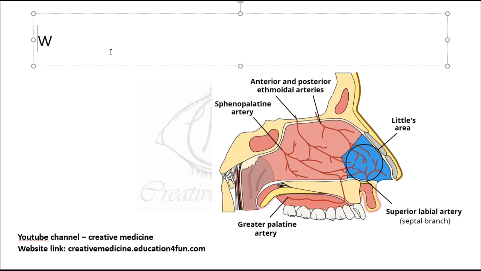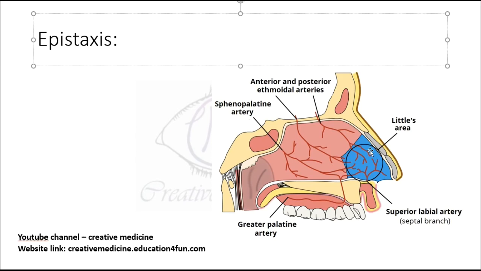Hello friends, let us now learn some important points about epistaxis. The most important thing about epistaxis is that there are two areas where it can occur: one is Little's area, and the second is Woodruff's plexus. Little's area is the most common site of epistaxis in children and in young adults.